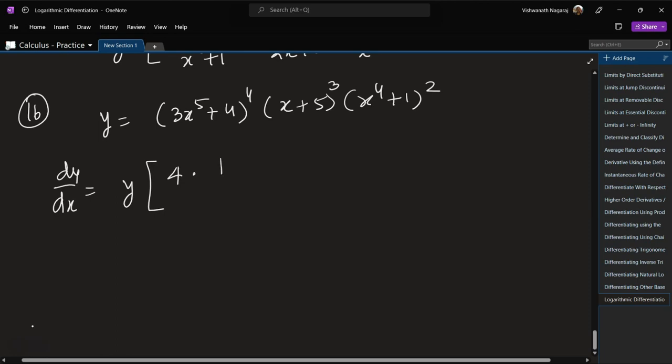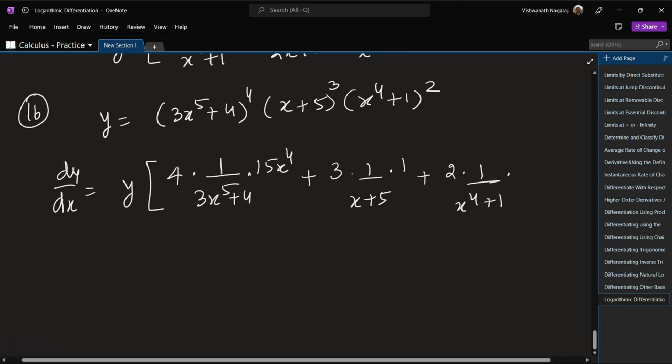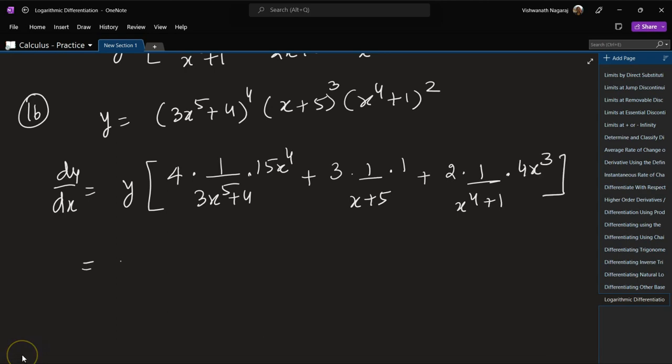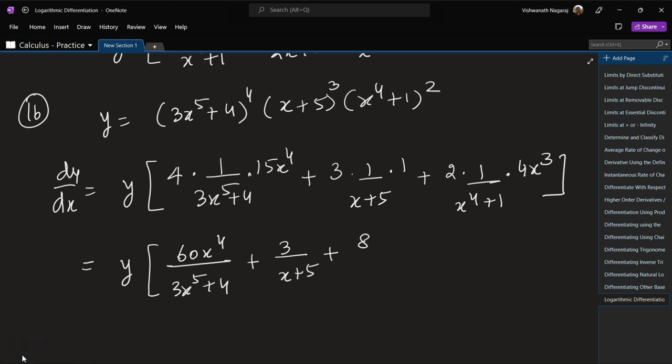4 times 1 by 3x5 plus 4 times 15x4 plus 3 times 1 by x plus 5 times 1 plus 2 times 1 by x to the power of 4 plus 1 times 4x cube. So which gives us y times 15 4 60 x to the power of 4 by 3x5 plus 4 plus 3 by x plus 5 plus 4 twos 8 x cube by x to the power of 4 plus 1.